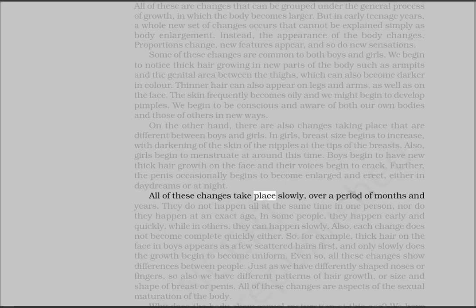All of these changes take place slowly, over a period of months and years. They do not happen all at the same time in one person, nor do they happen at an exact age. In some people, they happen early and quickly, while in others, they can happen slowly. Also, each change does not become complete quickly either. So, for example, thick hair on the face in boys appears as a few scattered hairs first, and only slowly does the growth begin to become uniform.